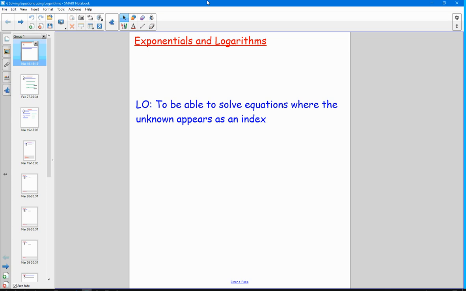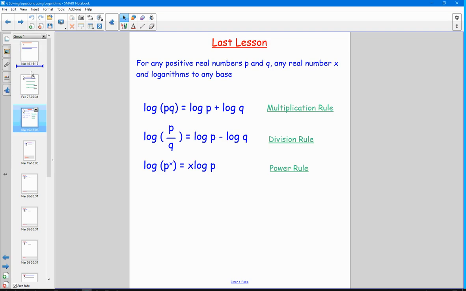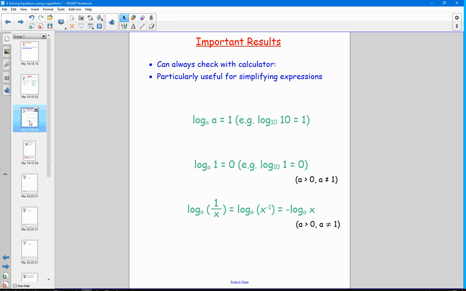The next topic that we're going to be looking at is how we use logarithms to solve equations where the unknown appears as an index. So we're just going to recap what we did last time, which was the multiplication rule, the division rule, and the power rule. We're going to use these and there's some footnotes here as well, which we also referred to.